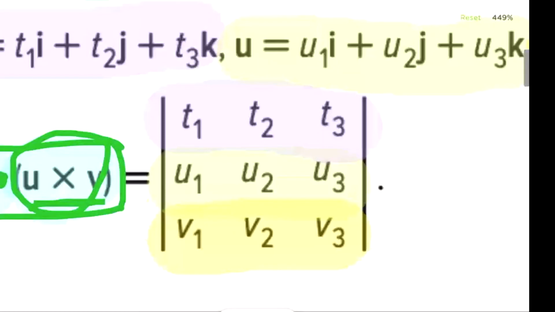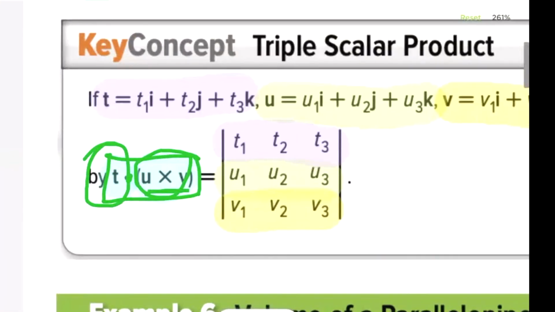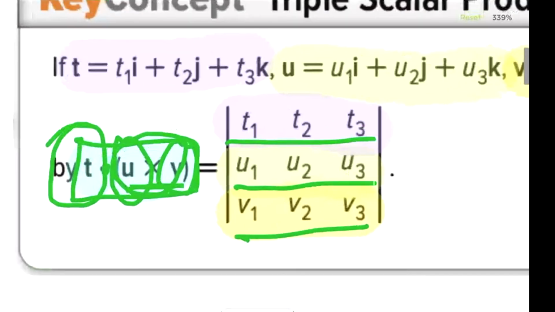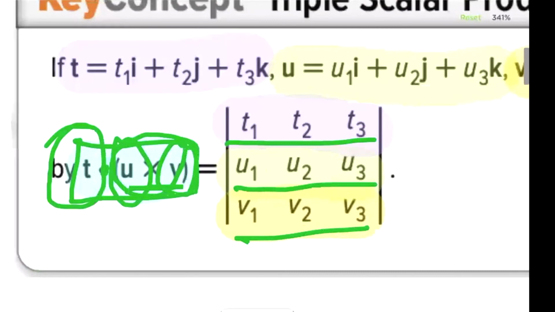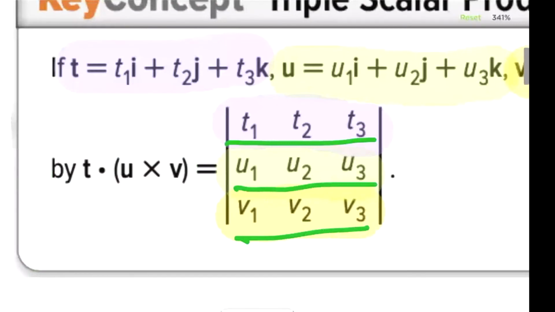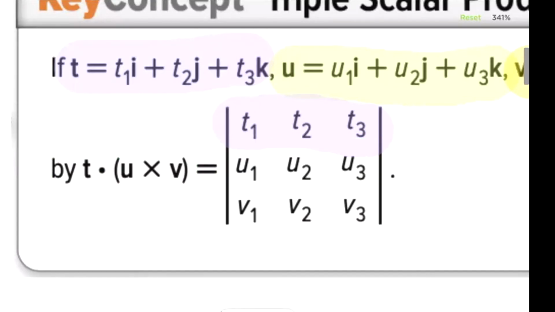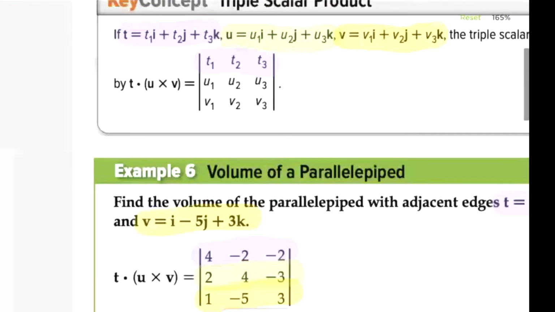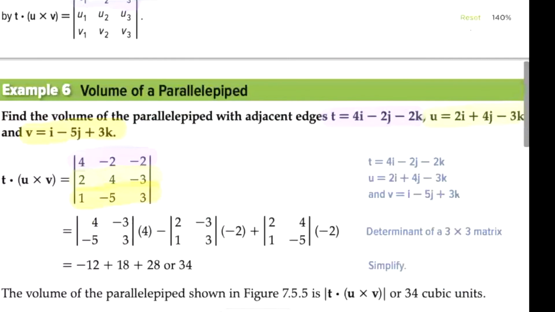Just put all the components of t, components of u, and components of v, and you do like the cross product, but this is not a cross product because you get a scalar. Okay, it's a vector times vector, at the end you get a scalar. So I'm going to show you in this example how to do that. Find the volume of the parallelepiped with adjacent edges t, u, and v.